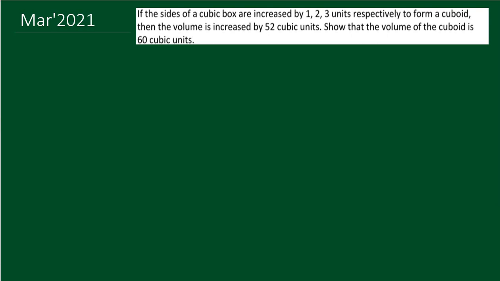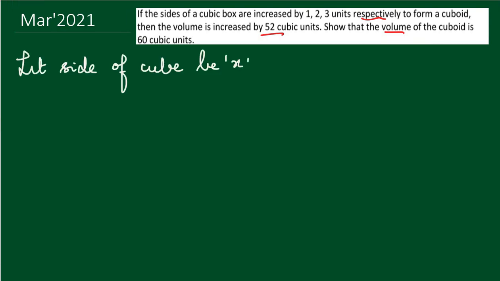The sides of a cubic box are increased by 1, 2 and 3 units respectively to form a cuboid. The volume is increased by 52 cubic units. Show that the volume of the cuboid is 60 cubic units. So here let us take the side of the cube to be x. Therefore, the volume of the cube will be x cubed cubic units.